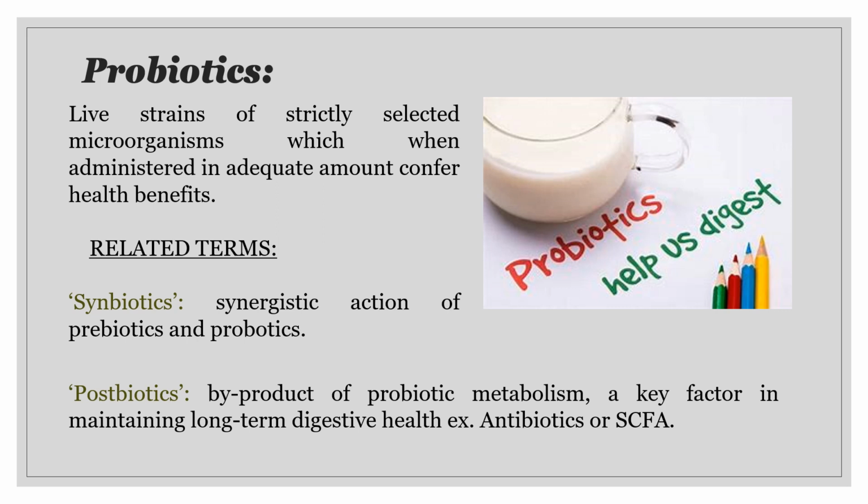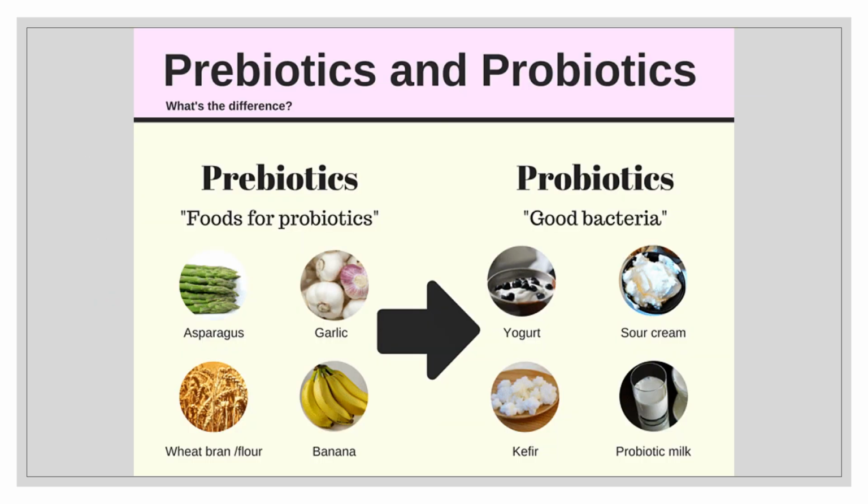Don't get confused. There are different terms, but here the very important ones are prebiotic and probiotic. Probiotics are live microorganisms which are selected ones and which, when administered in adequate amount in a host, confer health benefits. The food for these probiotics is prebiotics. I hope now the concept is clear for you.